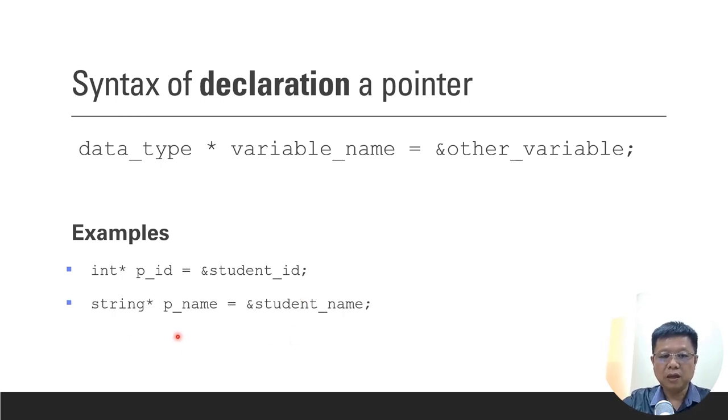And string p_name, the student's name, and my pointer double is price. Okay, they assign it to these locations. All right.